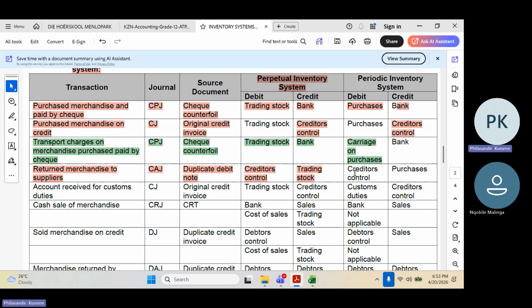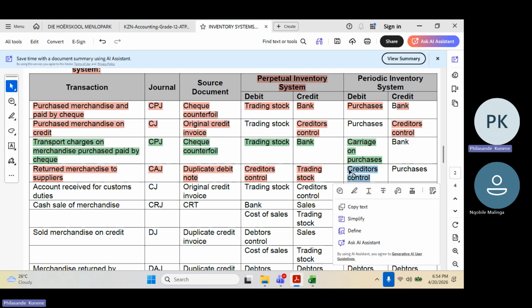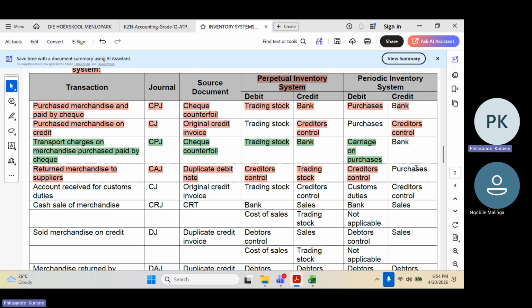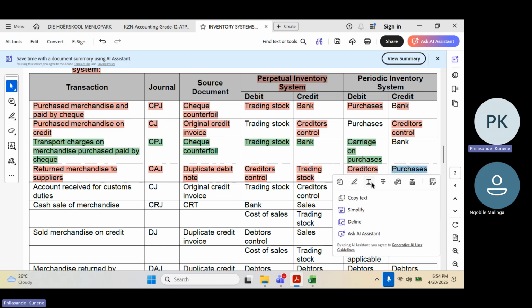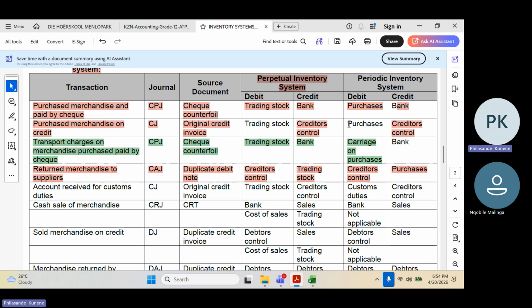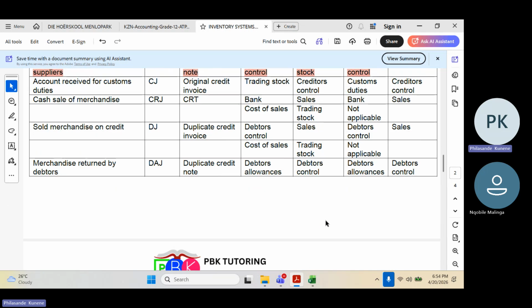Under periodic, it's going to be the same thing again. We're going to debit creditors control and then credit what? Purchases. It's a reversal of that journal entry that you saw there. It's a reversal of that purchase.